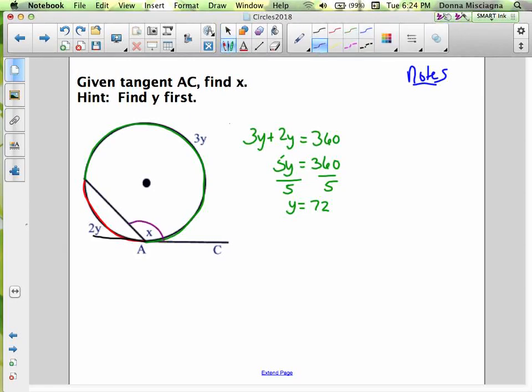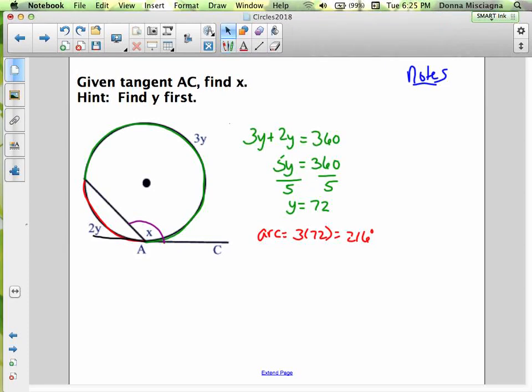Angle x. Right? The green arc is the intercepted arc for angle x. So we're going to have to find the measure of that arc. Well, we know what y is, so the arc that we need is equal to 3 times 72, or 216 degrees. So now that we know the measure of the arc, we can find x.